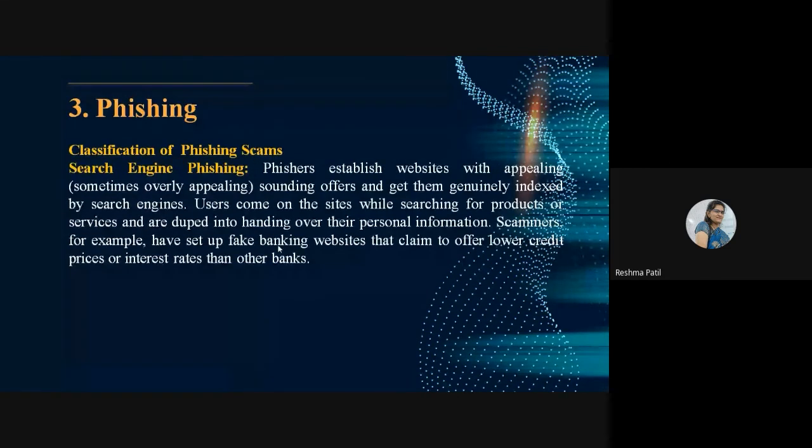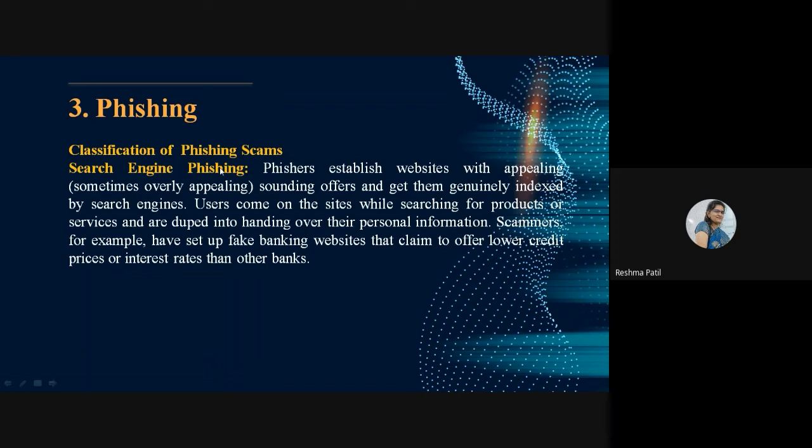Next is search engine phishing. Phishers establish websites with appealing-sounding offers and get them genuinely indexed by search engines. When you write google.com or gmail.com in Google, that is an index. When you write gmail.com, which website comes first? The one that has a greater index. Which website has a greater index will come first, then second, then third, then fourth. As per the index, you will see the websites in Google.